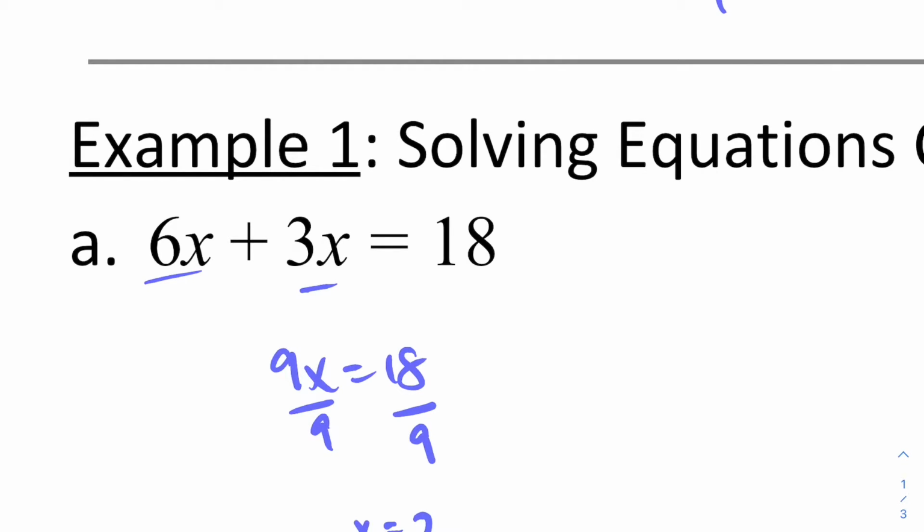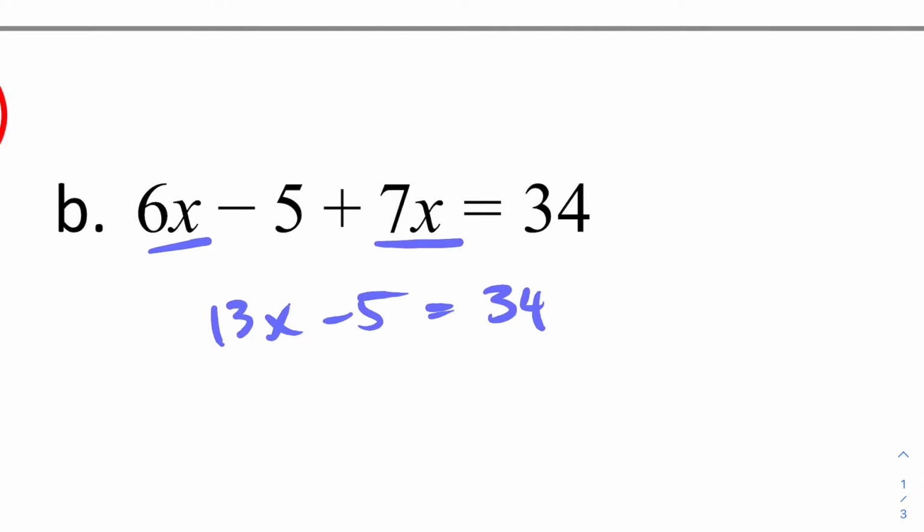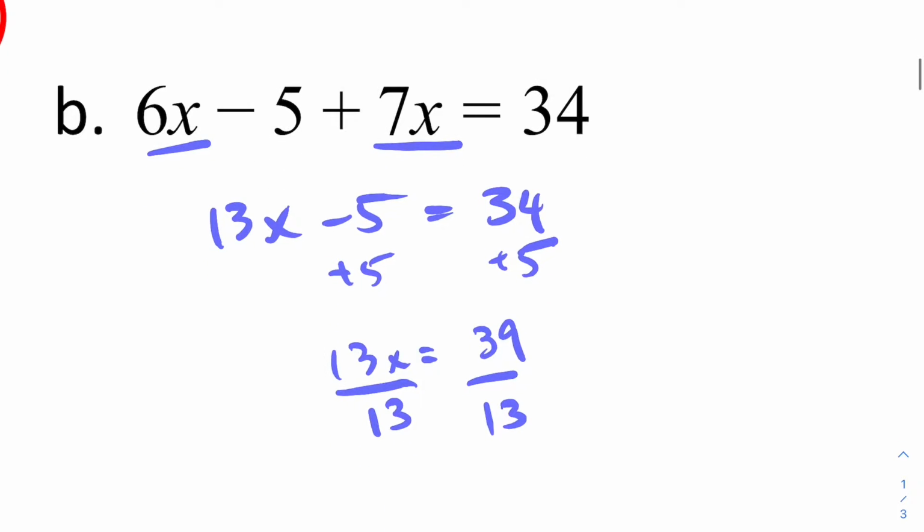Okay, letter B. So same thing, let's combine like terms. Let's see what like terms I have. 6x and 7x, I have 13x minus 5 is equal to 34. And then let's create zero pairs. I have to add or subtract that negative 5. So I could plus 5, plus 5. So 13x is equal to 39. Then my last step is to divide by 13. Why? Because I am multiplying by 13 here. Because 13 times x, I get x is equal to 3.